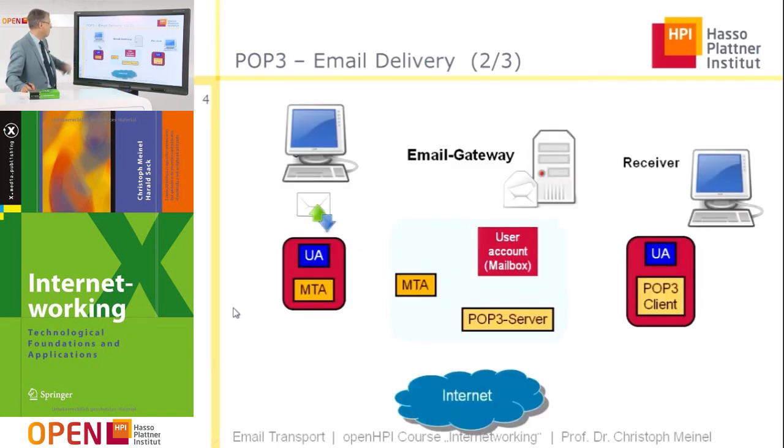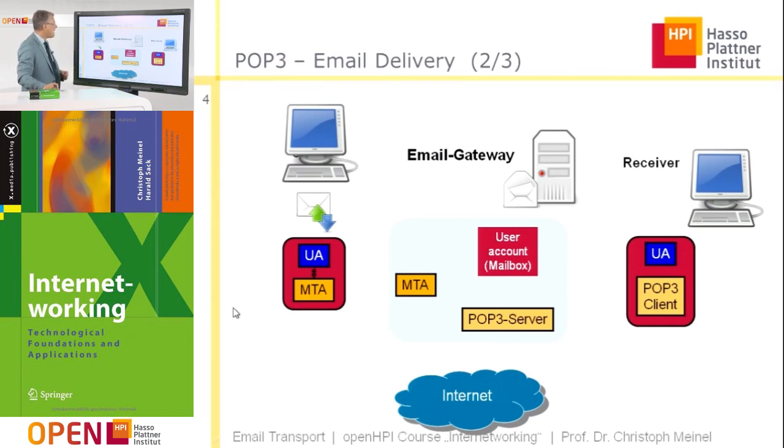So here's an example. We have the sender, we have the receiver. This is the user agent of the receiver, that's the user agent of the sender. We have the intermediate systems with the MTA. This is the MTA close to the user agent on the sender side. This is the POP client of the user agent. And here this MTA is the last MTA on the receiver side, on the email gateway.